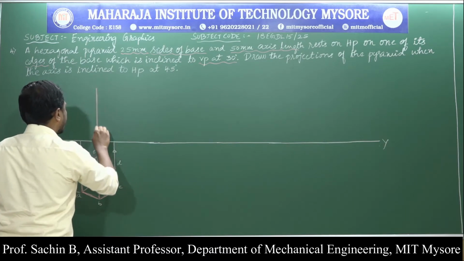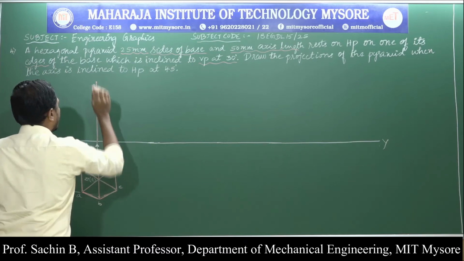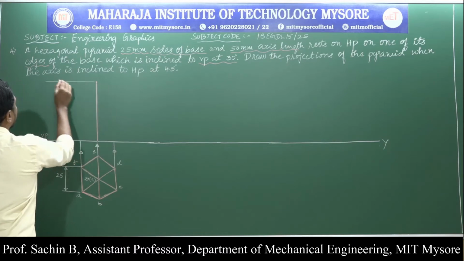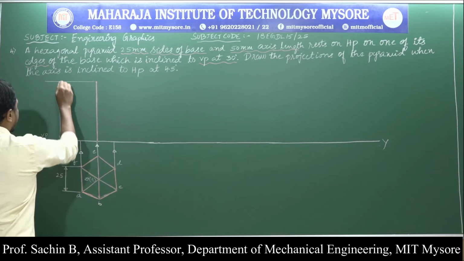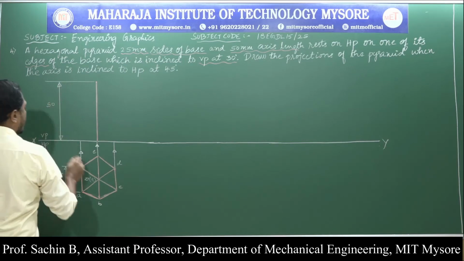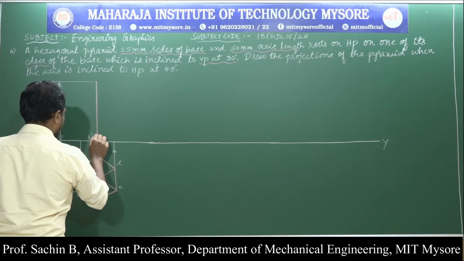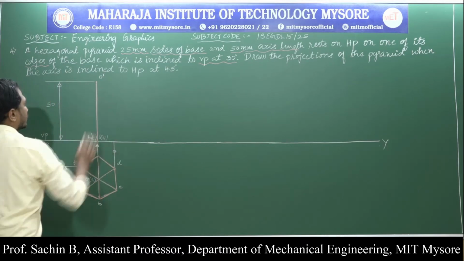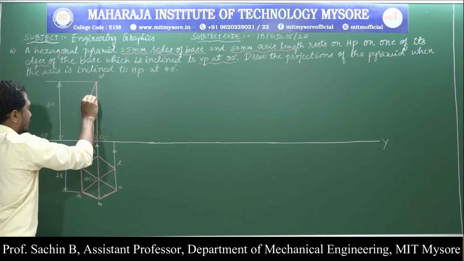I am constructing the visible line of length 50 mm. Next, I will go for joining the remaining slant edges.